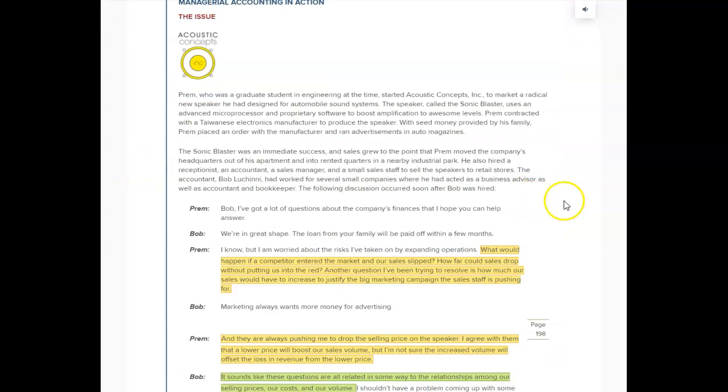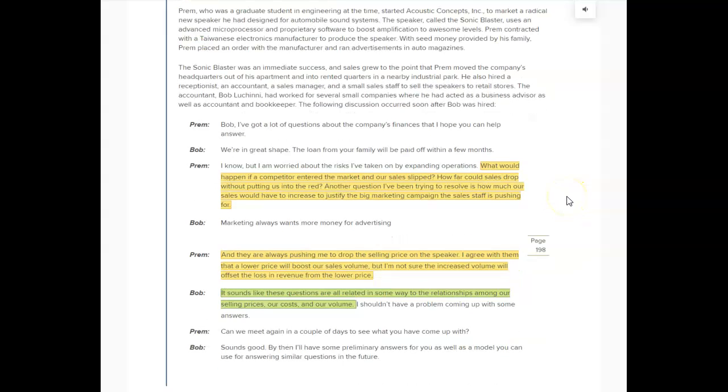Here's the scenario. We have Prem, who has started a company, and his company manufactures speakers, car speakers. Well, he sends them over to Taiwan to have them manufactured and shipped over here. And so Prem wants to know some information about his company. So down here that I have highlighted, he says, what would happen if a competitor entered the market and our sales slipped? In other words, they dropped. How far could sales drop without putting us into the red, which means make a loss?